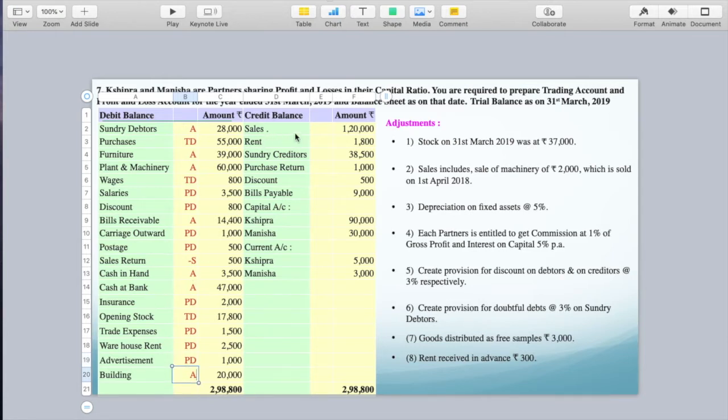Let us see the credit side. Sales, trading account credit side. Rent is given on the credit side, so profit and loss credit side. Creditors, sundry creditors, liabilities. Purchase return is less from purchases, so put one tick mark on purchases. Then discount, so profit and loss credit side. Bills payable, liabilities. Capital account: now it is a fixed capital method, so capital will go to the liability side directly, and the current account we are going to prepare. Both values are given on the credit side, so we will write by balance brought down in the current account for both the partners.